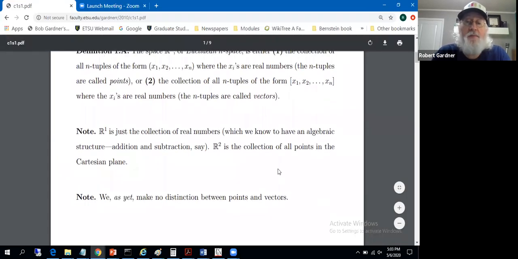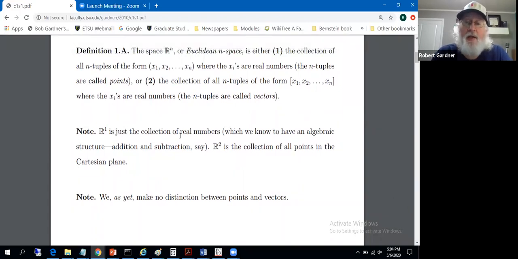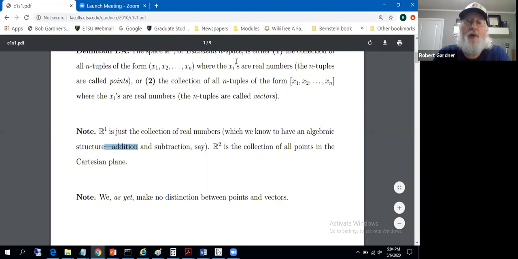So R1 is just a collection of real numbers, the real number line. It has an algebraic structure: addition and subtraction, multiplication and division, except by 0. So there's algebraic structure to R. It's the idea of addition we want to really draw attention to as we deal with Euclidean n-space beyond just R1.